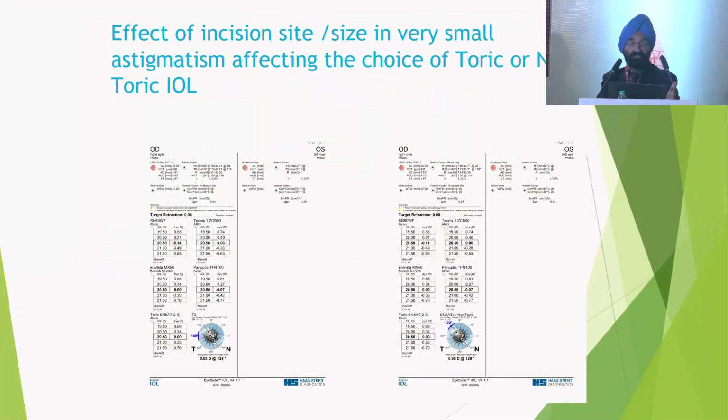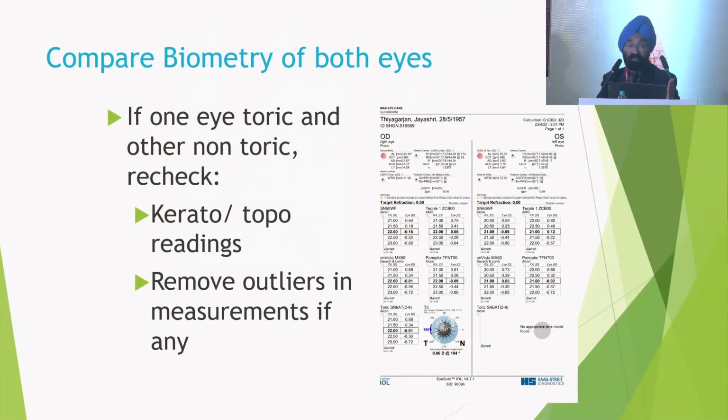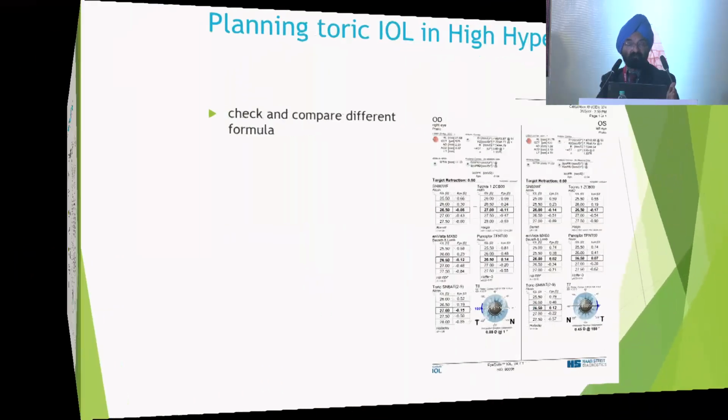Effect of incision size in very small astigmatism does affect the choice of toric IOLs. And please compare the biometry of both eyes. If one eye is showing a toric requirement and the other non-toric, you can recheck and repeat your keratometry and remove outliers in the measurements, if any.